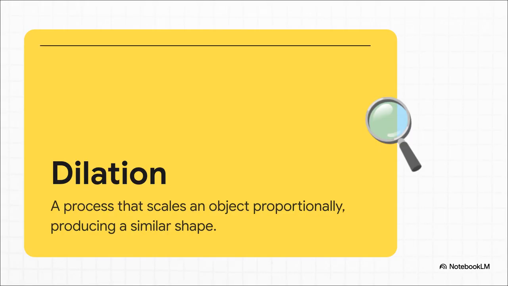Now, this is a really important distinction. Dilation is the only one of these four moves that actually changes the size of the object. The other three, translation, rotation, and reflection, we call those rigid motions because the object itself stays, well, rigid.